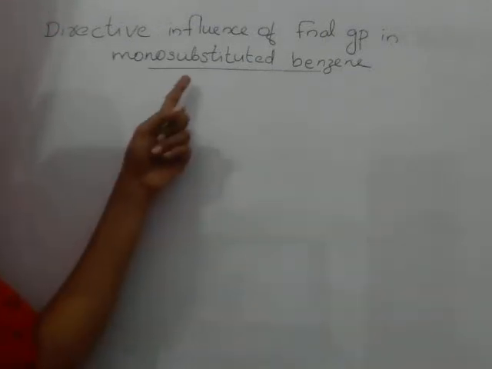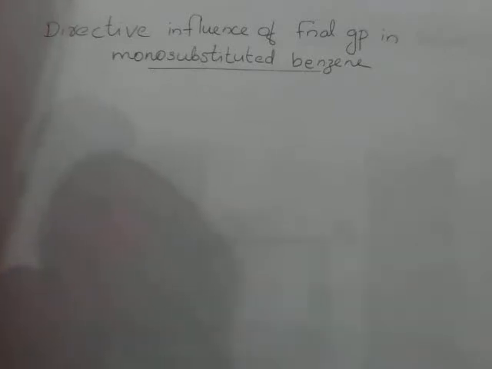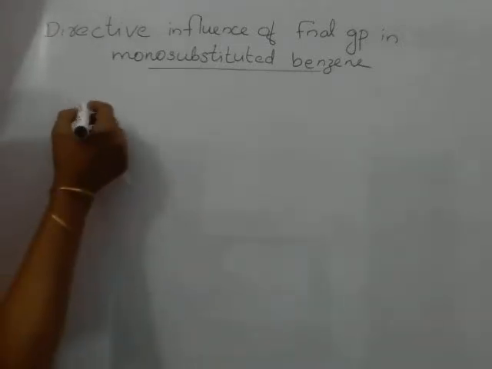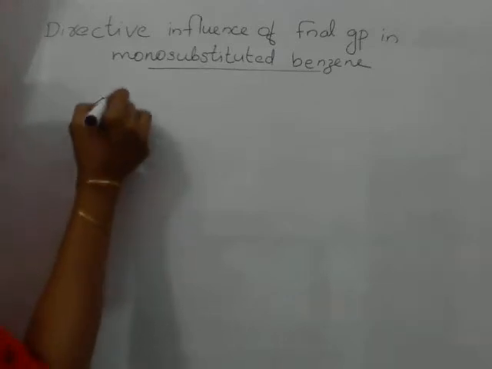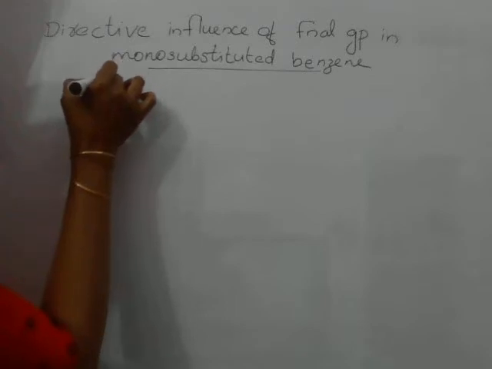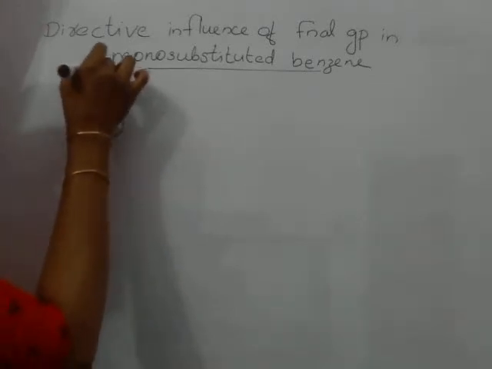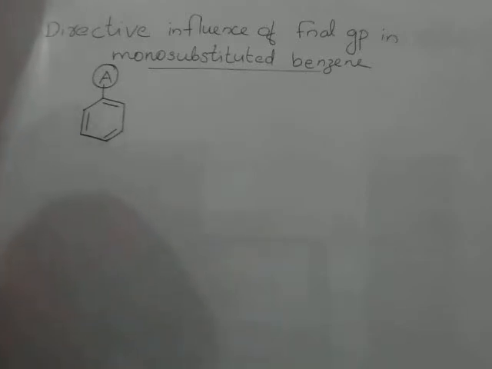Directive influence of functional groups in monosubstituted benzene. Consider a monosubstituted benzene, meaning benzene which contains only one substituent. This is the benzene molecule. Let the substituent be A. So A can be any atom or group. It can be any functional group or any substituent. This is a monosubstituted benzene.